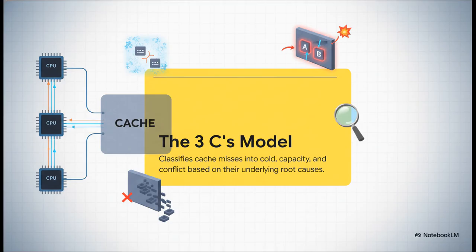To optimize them, architects rely on Mark Hill's famous 3 Cs model. First, cold misses. These are inevitable. It's simply the first time the program asks for a specific piece of data. Then, capacity misses. These happen when your cache just isn't big enough to hold the program's working set. And finally, conflict misses. These happen when your cache mapping strategy forces 2 active blocks of data to fight for the exact same slot in the cache.